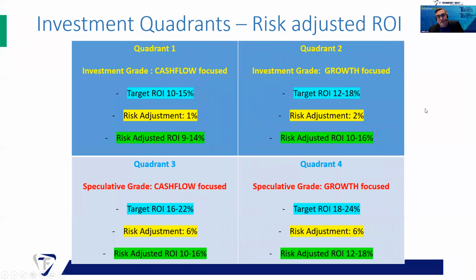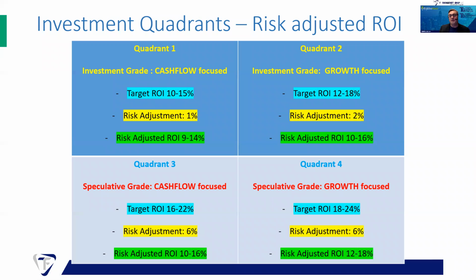Now we're going to look at investment quadrants and risk-adjusted return. So these numbers here are pure examples. The deals could have very different characteristics, could be lower or higher. But this is just a way to think about the problem.